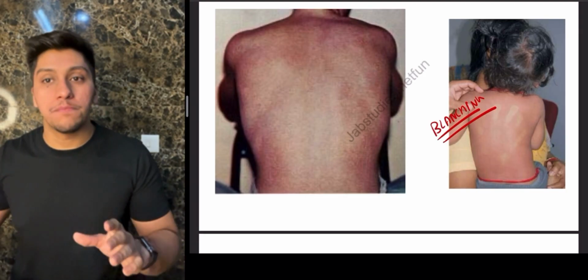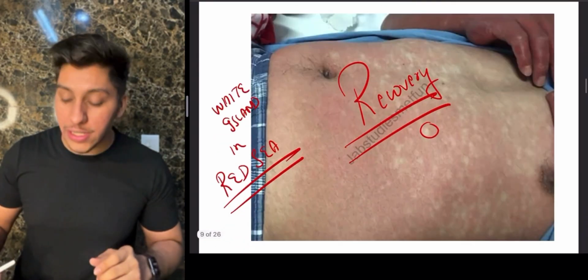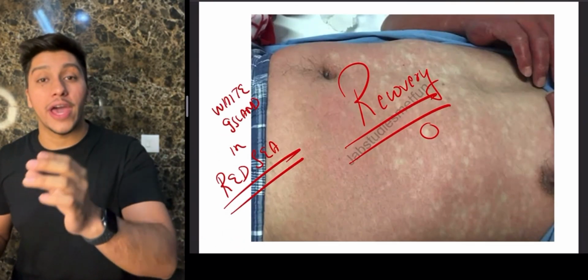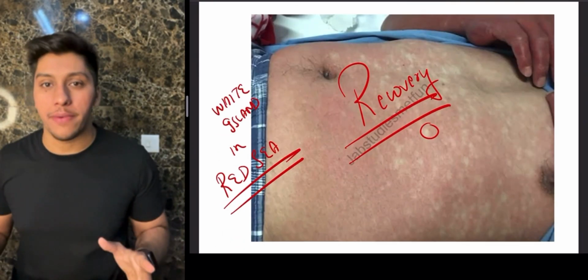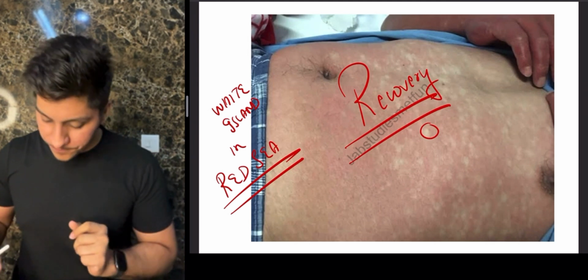Okay, so it is going to be a blanching rash. Along with that, at the time of recovery, you're going to have this white islands in a red sea type of pattern.